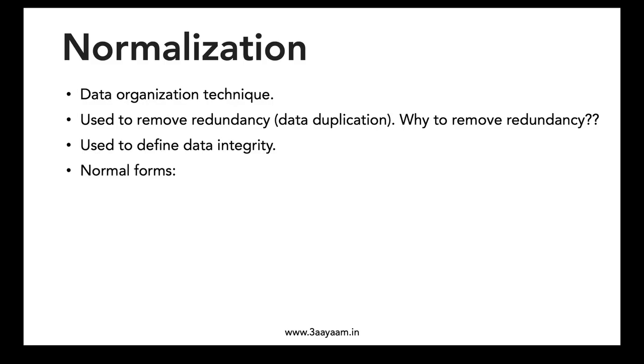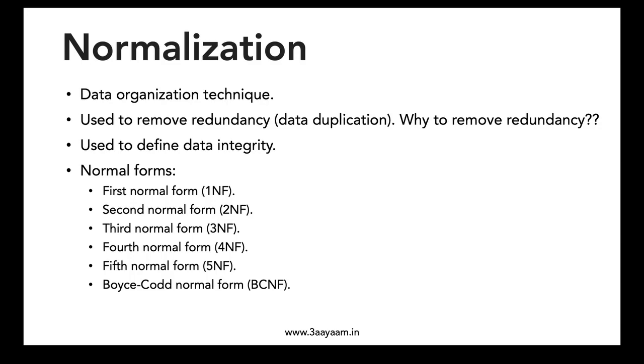The technique and the way that you do normalization are called normal forms. So if you have a set of data, we make sure that the data follows the normal forms that I'm going to discuss. Again, normalization is a data organization technique which is used to remove redundancy or duplicates by keeping the data integrity intact. And these are the various normal forms.